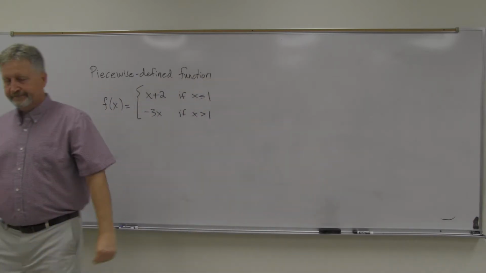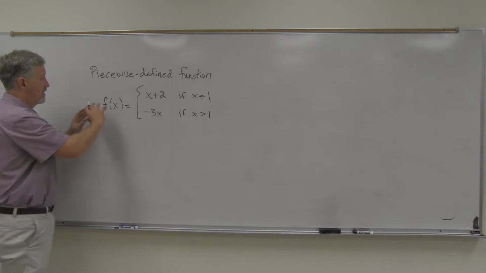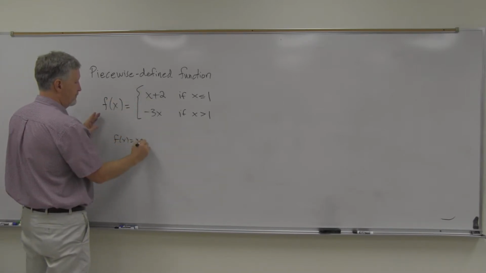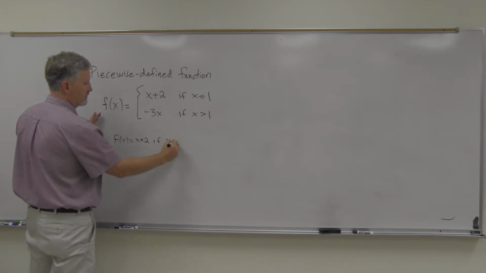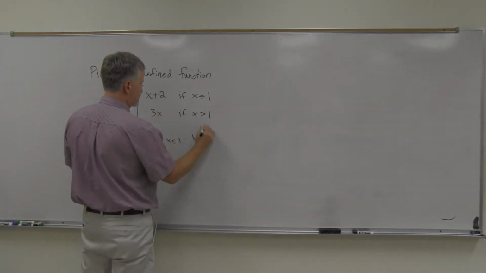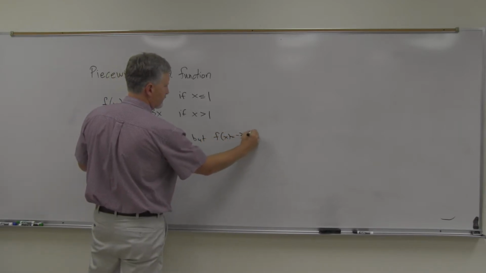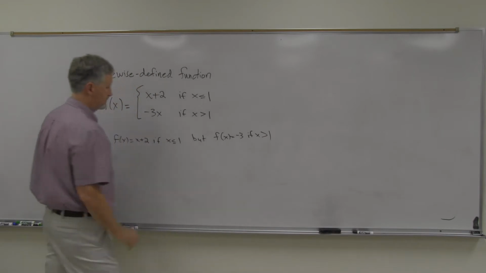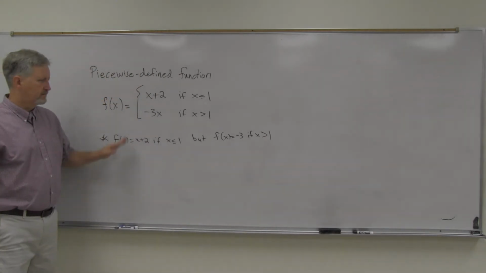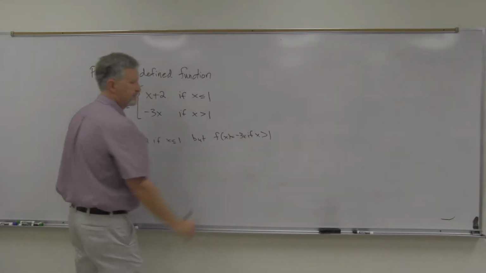For our function, what it means is, I've got two pieces. On the one hand, f of x equals x plus 2 if x is less than or equal to 1. But if x is greater than 1, it's negative 3x. That's what that means. It's just a shorthand sort of way of writing this. Okay?